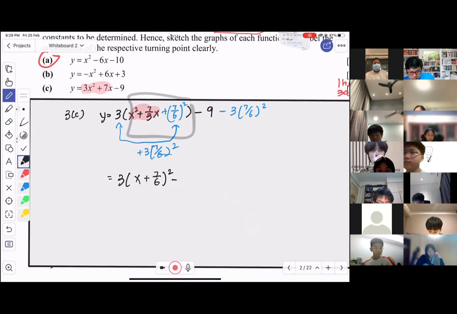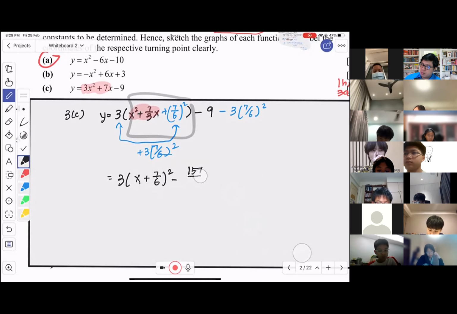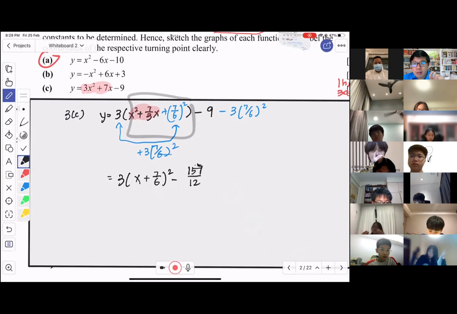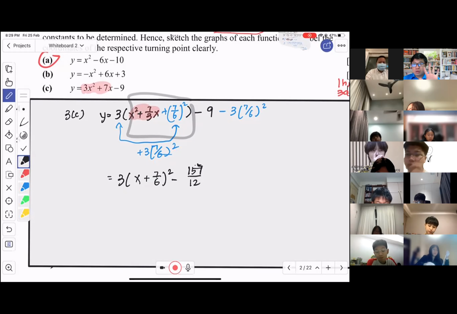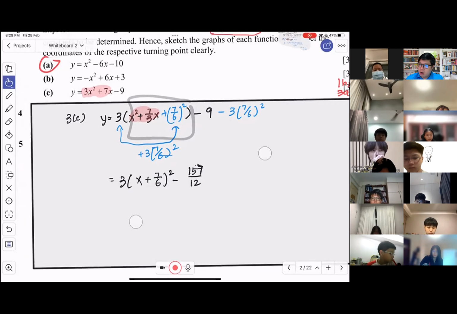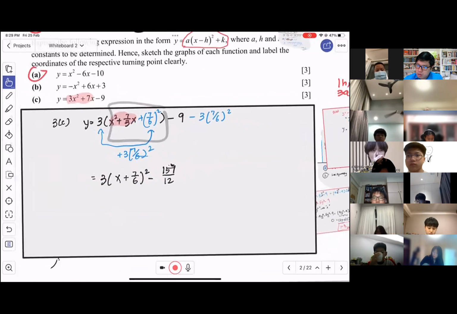49 over 36 plus 9. The answer is 157 over 12. Okay, 157 over 12. So far, okay? Now, Hamza, if I put the equation like this, will you be able to draw the graph? Or do you want me to show you? Okay, don't show, very good. Then after that, remember, follow SITL: shape, intercept, turning point, line of symmetry. Drawing is fun now.